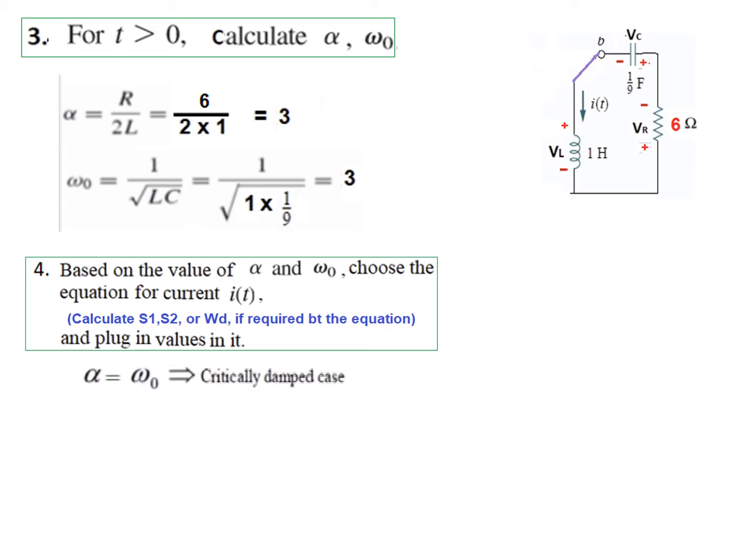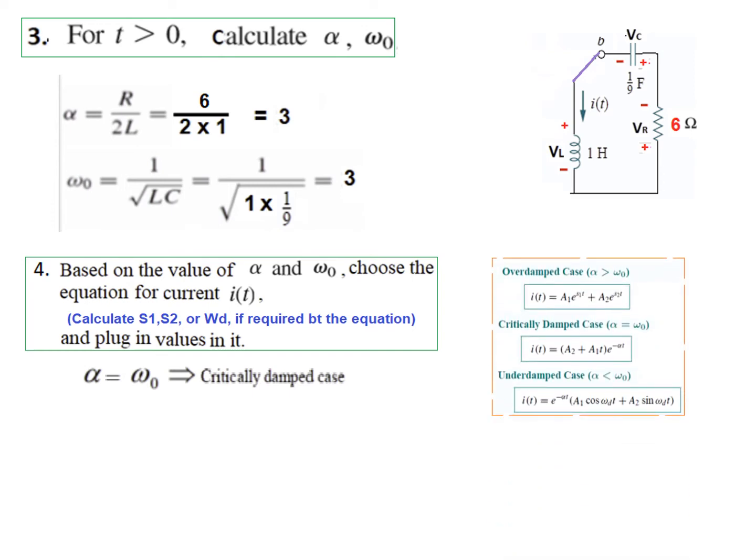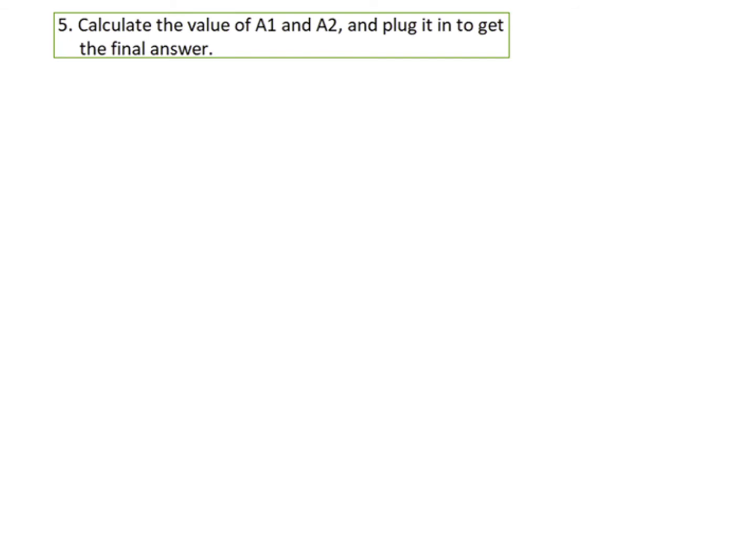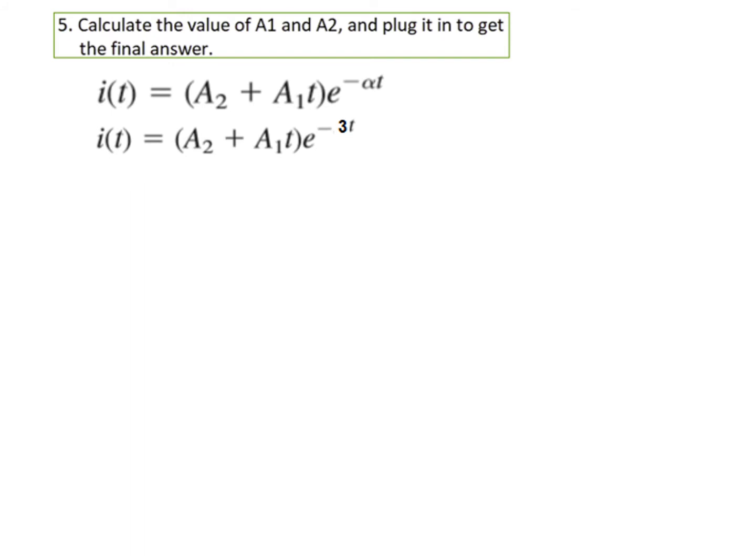So critically damped, when alpha is equal to omega, and these were the three current equations. For the critically damped condition, this is the current equation. So we'll take that. To get the general equation, we only need to write the value of alpha here. So this was the equation, and writing the value of alpha, this is our general equation for current.